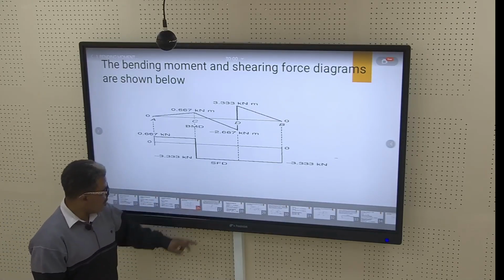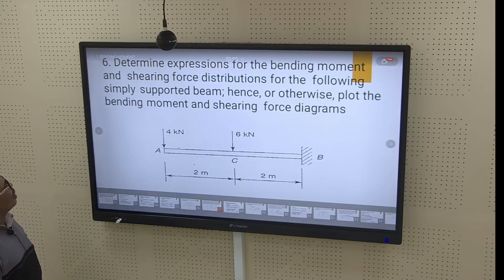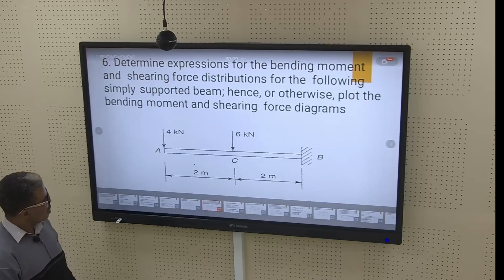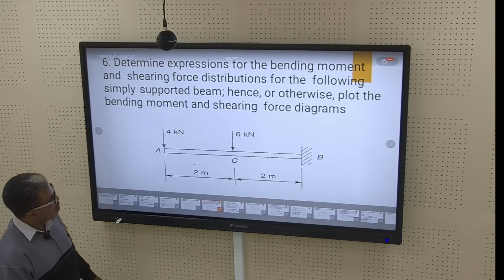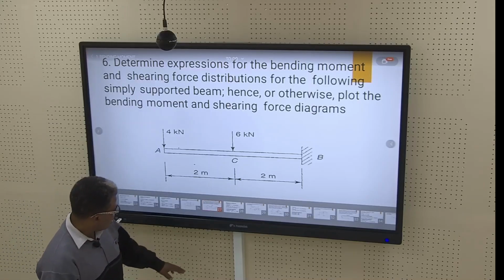Another example, this one. Now it's a different type of beam. Determine the expression for the bending moment and the shearing force distributions for the following simply supported beam. Hence, otherwise plot the bending moment and the shearing force. Now let's see how this one will look like. It's another type of beam.